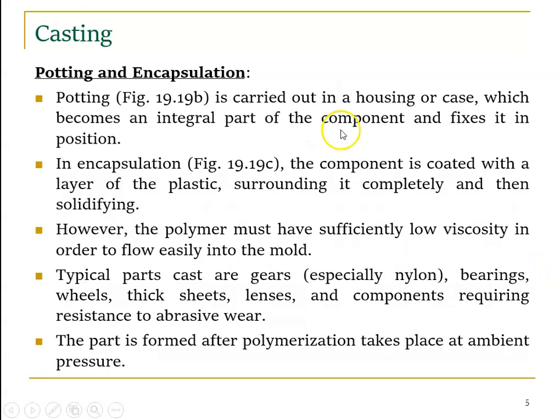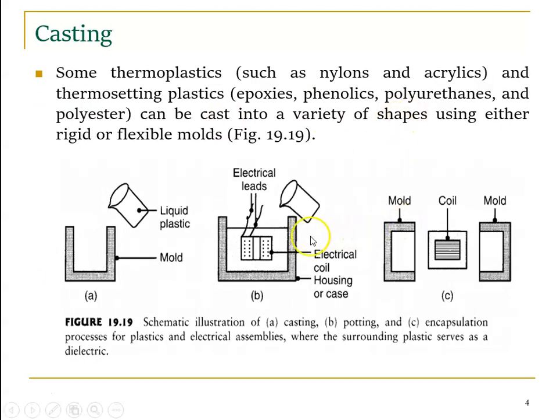Potting is carried out in a housing or case which becomes an integral part of the component and fixes it in position, so it acts as a housing of the plastic component. In encapsulation, the component is coated with a layer of plastic, surrounded completely, and then solidified. So both look the same. The only difference is that in potting, liquid material is poured and after solidification we get the shape, whereas here we add the plastic like a spray coating. Both act as a housing.